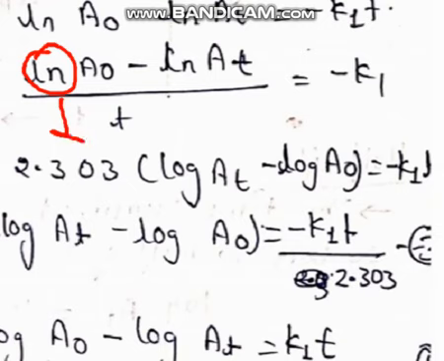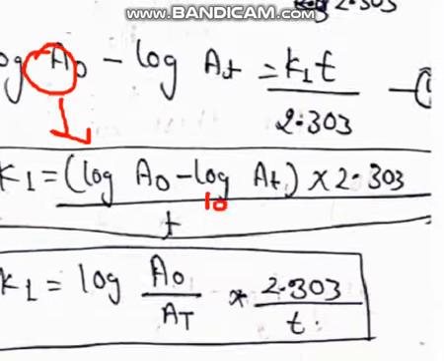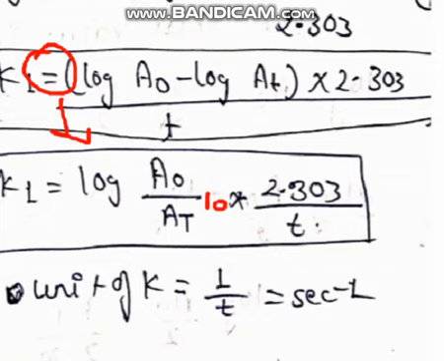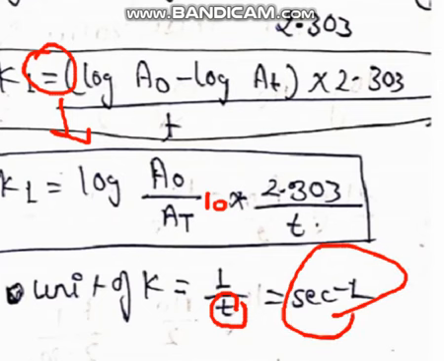It can be converted to log base 10. So the equation now becomes 2.303 (log At minus log A0) is equal to minus K1 t. And finally, moving the terms, the equation will become K1 is equal to 2.303 upon t multiplied by log A0 upon At. And from here the unit of K can be calculated, and that is 1 upon t. If time is taken in seconds, then the unit of K will be second inverse.